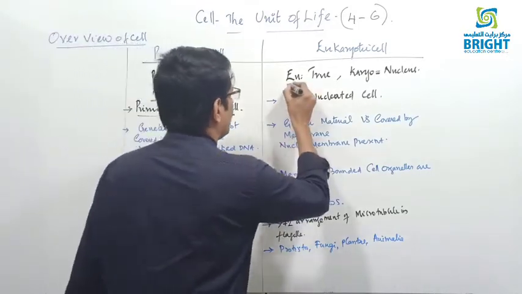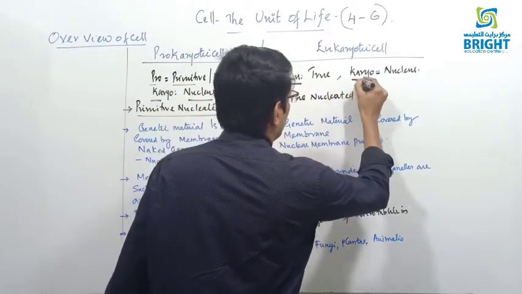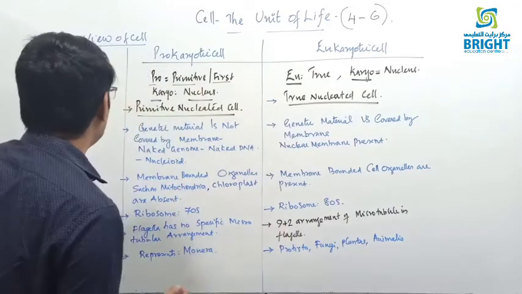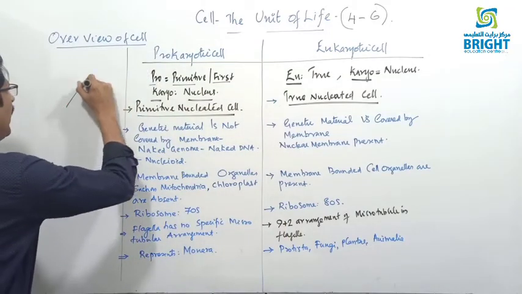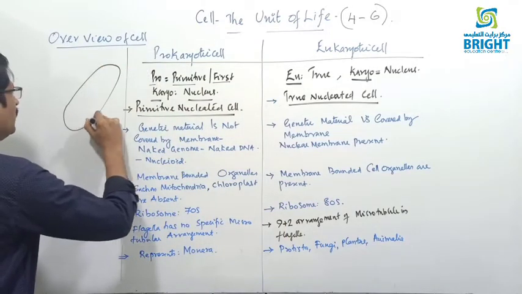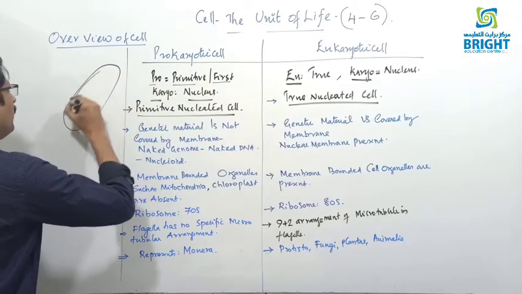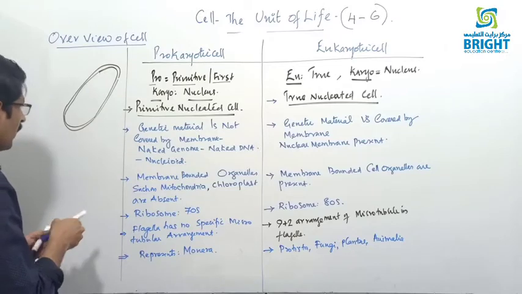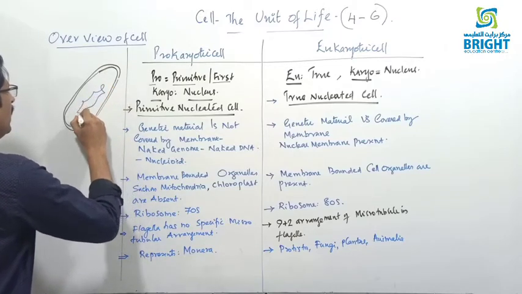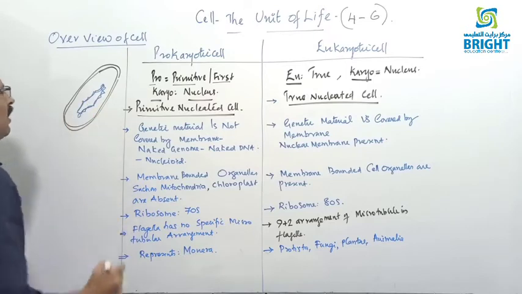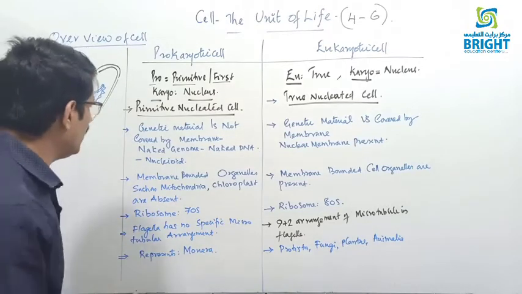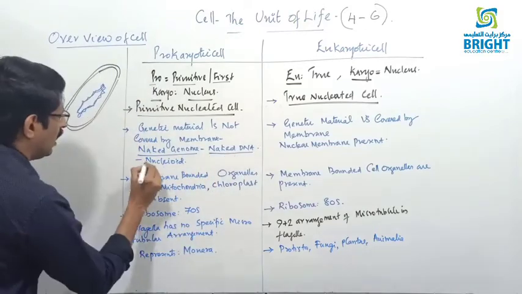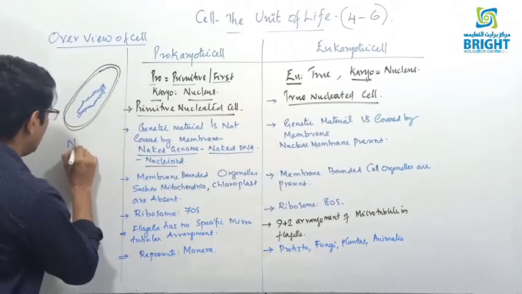And in the eukaryotic cell, eu means true and karyo is nucleus. So they are true nucleated cells. And what is a primitive nucleated cell? In a bacterial cell, a cell wall and a cell membrane are present, and in the cytoplasm the genetic material, the circular DNA, is present free. That is called naked genome or naked DNA, and they are called nucleoid.